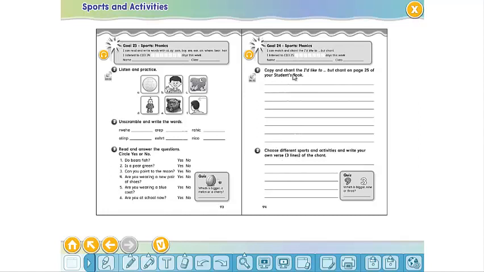Exercise number 1. Copy and chant I'd like, but. Chant on page 25 of your student's book. طبعا بنكتب هنا الأنشودة اللي احنا قلناها الحين. طبعا موجودة هنا وبننسخها from page من صفحة كام 25. Number 2. Choose different sports and activities and write your own verse, the rhymes of the chant. طبعا بتختار رياضتك المختلفة أو الأنشطة. Okay. وبتكتب أنشودة خاصة بك. ضيف لها 3 lines يعني 3 سطور.